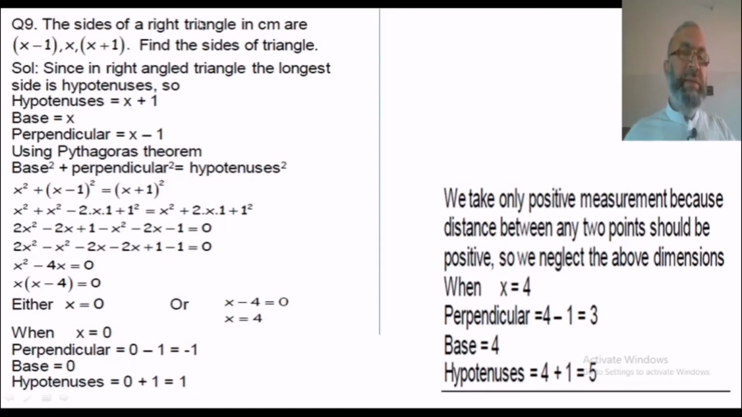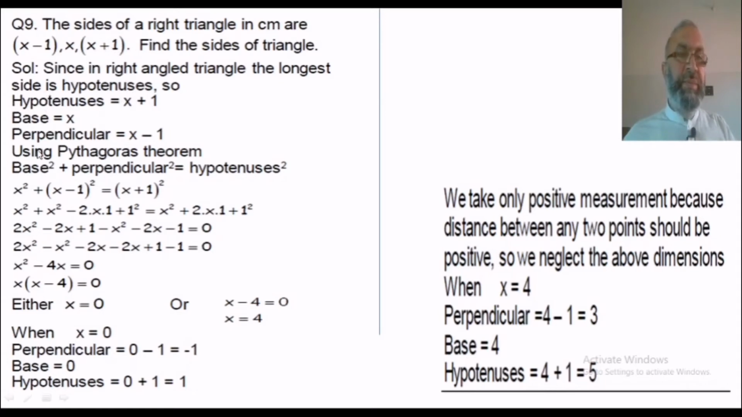So in a right triangle, if three sides of a triangle are given, x minus 1, x and x plus 1, the longest side is always the hypotenuse. Then the remaining two we can change as base and perpendicular. So let the hypotenuse be equal to x plus 1 in these three sides. Base is equal to x, perpendicular is equal to x minus 1. If you take base x minus 1, then perpendicular will be x. We can change them. But the hypotenuse is always the greatest side, therefore we take x plus 1 as the greatest number.